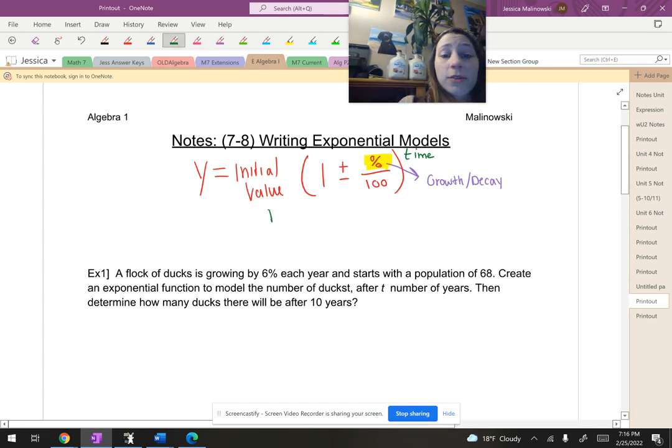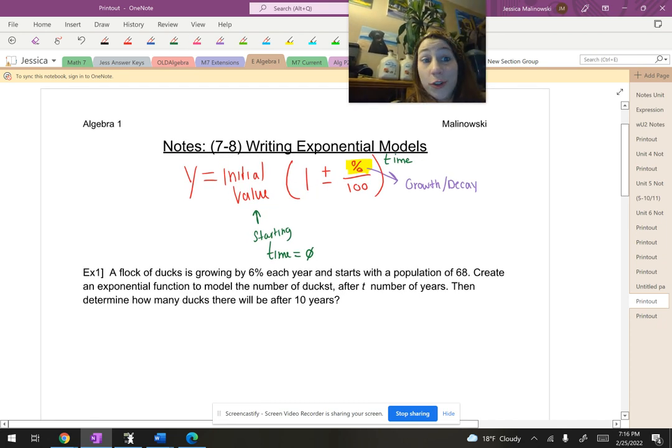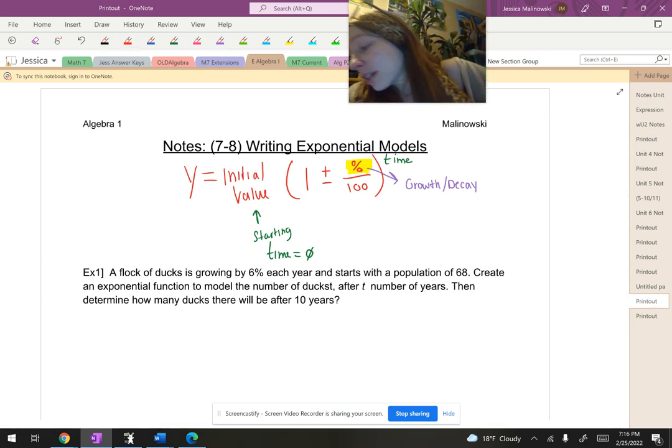That initial value, that's starting when time is 0. Some people like to think that time's the first year when you're starting, but it is not. When you're starting off, time is 0.